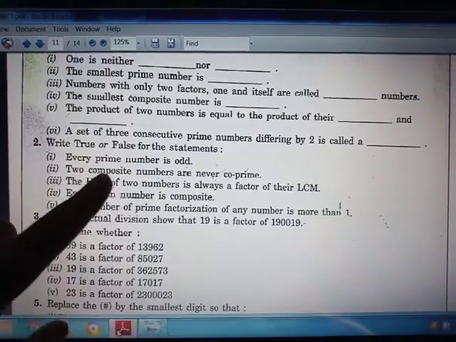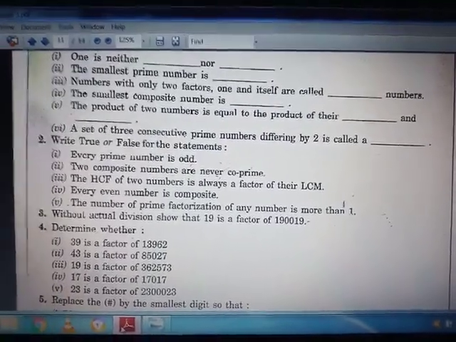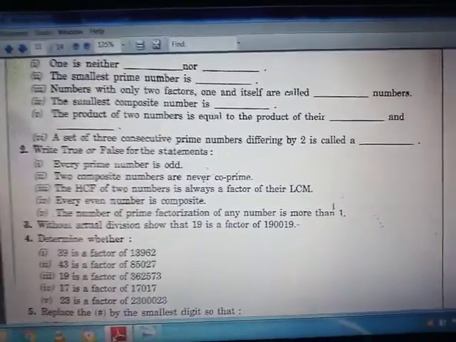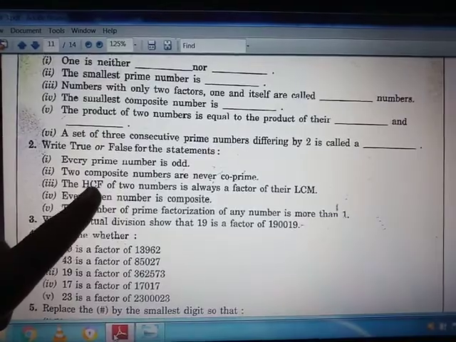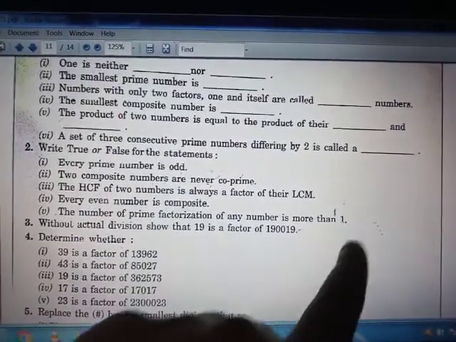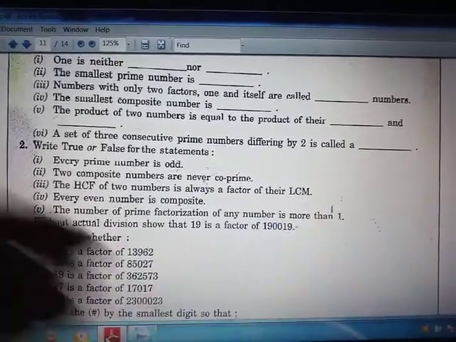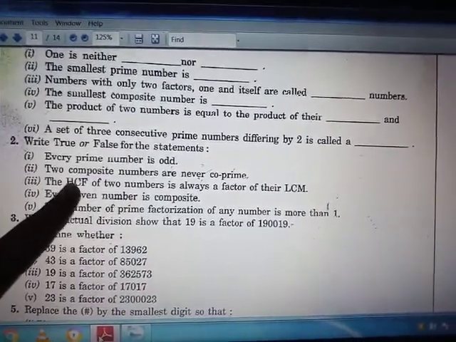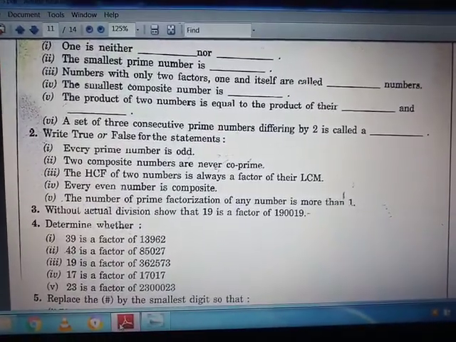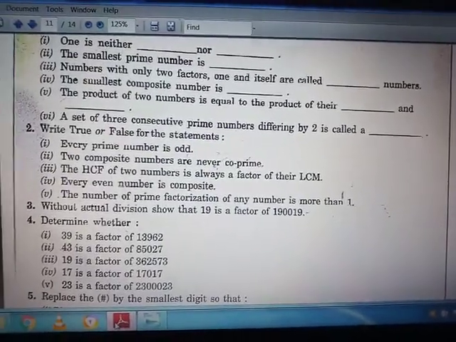Two composite numbers are never co-prime. This is also false. The third one is: the HCF of two numbers is always a factor of their LCM. Yes, this is true, because HCF has only the common factors, the highest common factor, whereas in LCM we include all the factors, so HCF will always be a factor of their LCM. Now the fourth part is: every even number is composite. No, it is not correct.